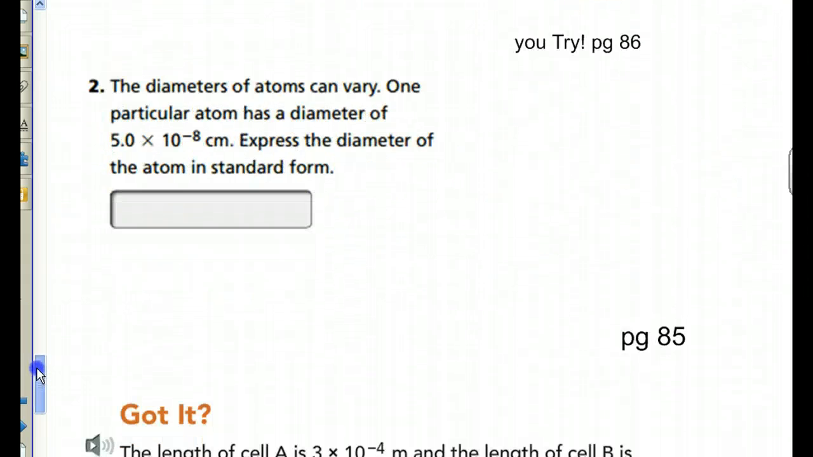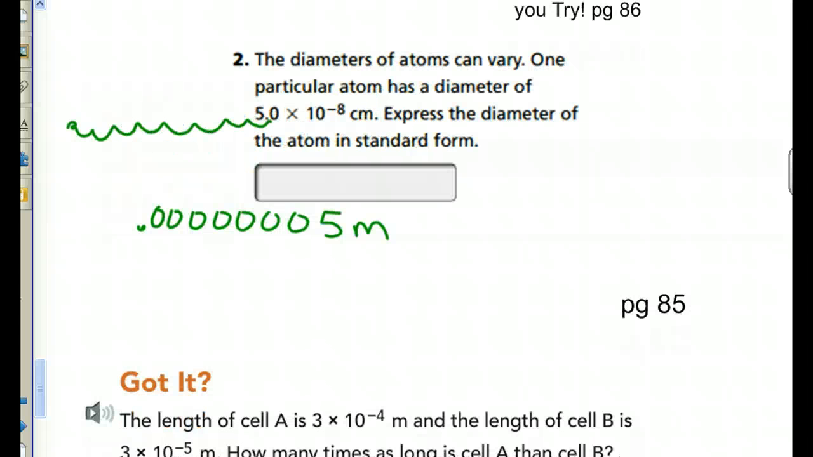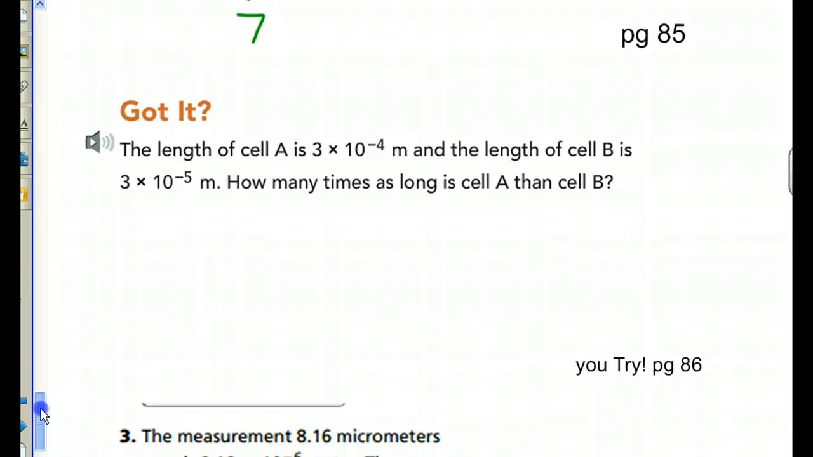Okay, now the U try. Page 86. The diameters of an atom can vary. One particular atom has a diameter of 5.0 times 10 to the negative 8th. Express the diameter of the atom in standard form. So go ahead and pause here, see if you can get it right. Okay, and once we move our decimal over 8 spaces, it is going to give us this big long number. How many zeros are there? There's 7 zeros there. So make sure you have 7 zeros, then 5, and then of course we want our centimeters, not our meters. So make sure you use centimeters.